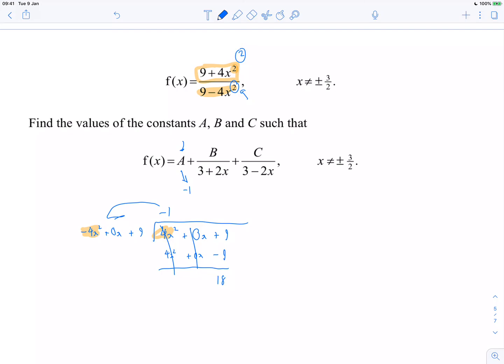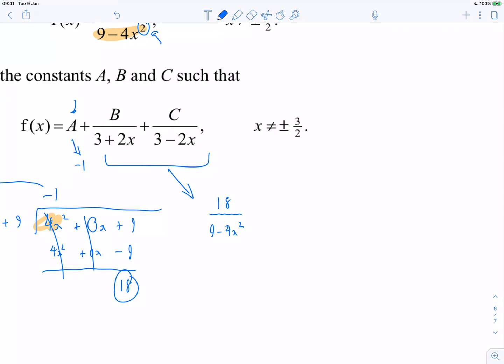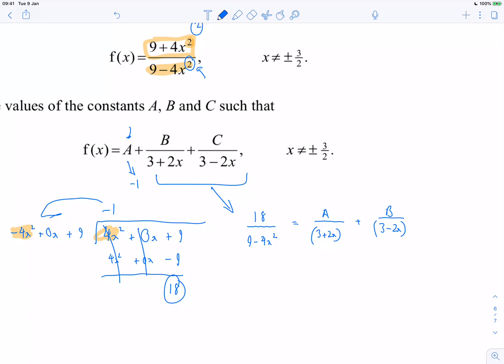And now what we need to do is show that this decomposition comes from 18 over 9 minus 4x squared, because the remainder is 18. So 18 over 9 minus 4x squared is going to be some constant over 3 plus 2x plus another constant over 3 minus 2x. I hope you can see that's from a difference of 2 squares by factorising the bottom. If I multiply by the denominator both sides, I'll get 18 on the left-hand side, and on the right I'll get A lots of 3 minus 2x, and then B lots of 3 plus 2x.